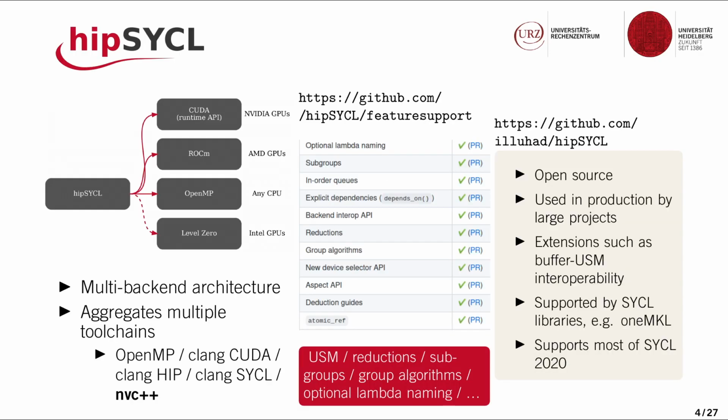So HipSYCL is a multi-backend SYCL implementation that has a focus on aggregating multiple toolchains. It supports CUDA GPUs, AMD GPUs, any CPU through OpenMP, and there's also an experimental Level Zero backend for Intel GPUs. It targets those devices through multiple toolchains such as OpenMP, the Clang CUDA toolchain, the Clang HIP toolchain, the Clang SYCL toolchain, and now also through NVC++. HipSYCL supports many SYCL features and is an open source project that's also used in production by larger projects.